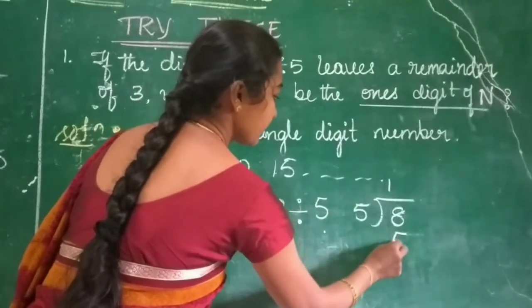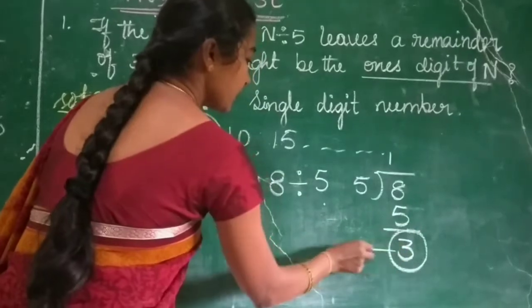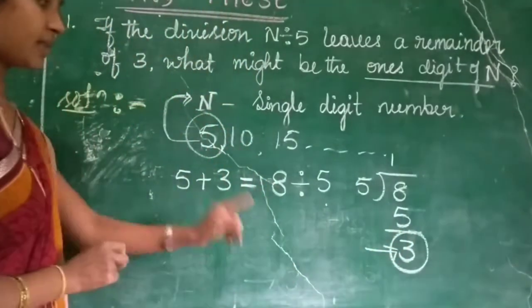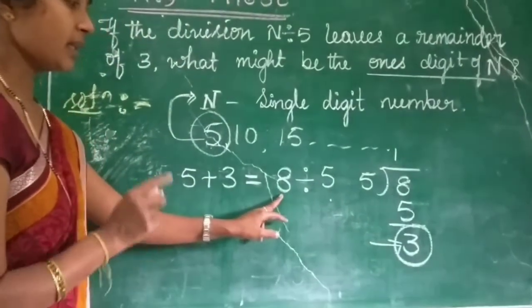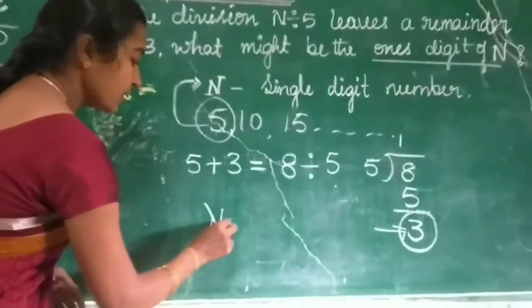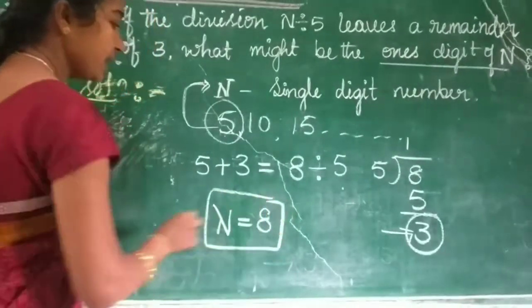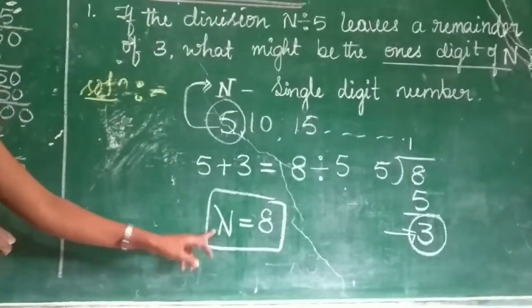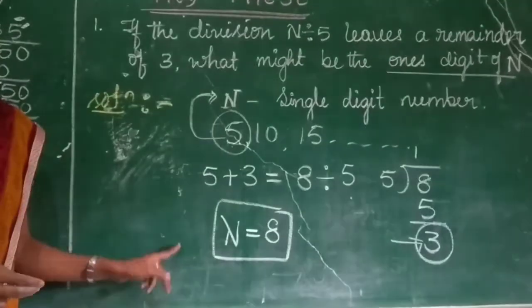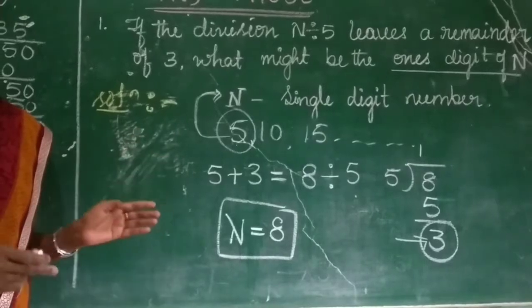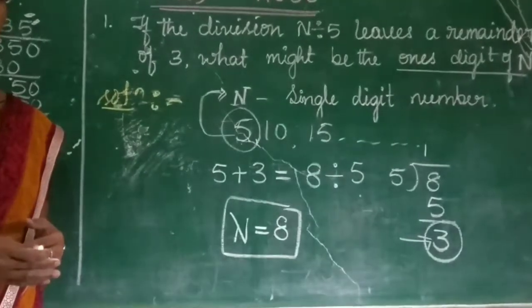5 ones are 5. Here 5, and 3 is remaining. Look at children here. The remainder is 3, and this remainder 3 is coming from our number 8. Now n is the number that takes the value 8. The same problems are present in your textbook on page number 9. All of you do those problems yourself. Take those as your homework problems.